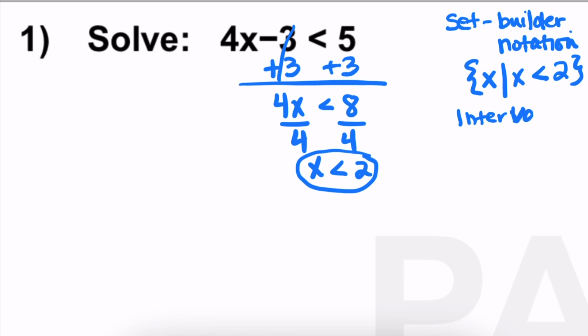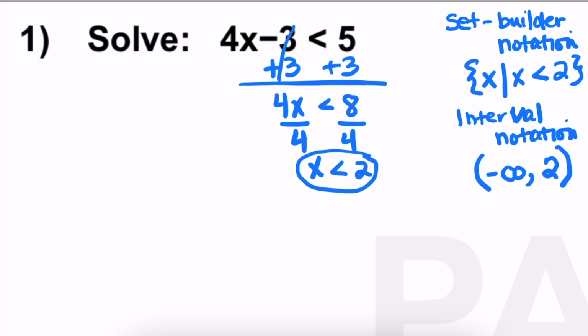Then you have what they call interval notation. And so it's either going to be parentheses or square brackets. So because it's just less than, it's going to be parentheses. So in this case, the left-hand side of the parentheses is coming from negative infinity, and it's stopping at the number 2, which is not included in your solution, so you have a parentheses there.